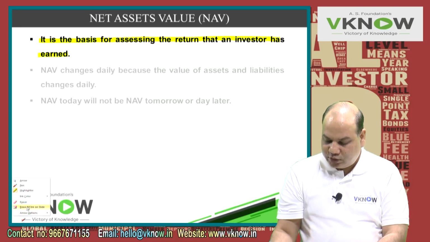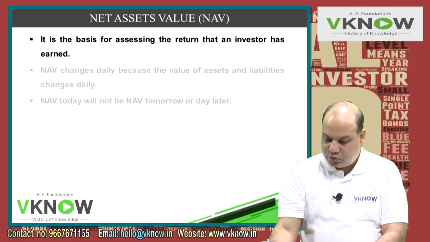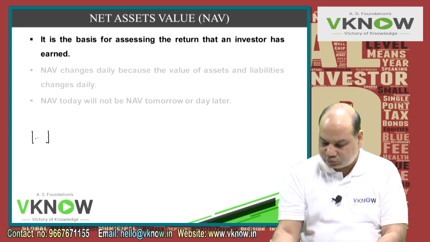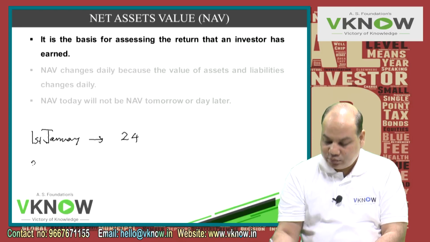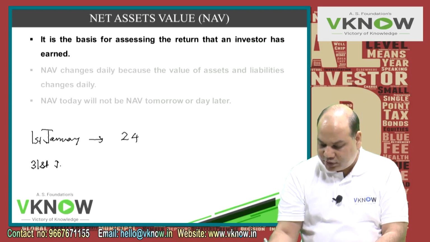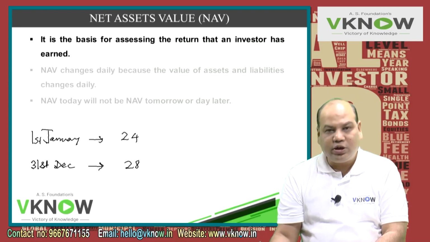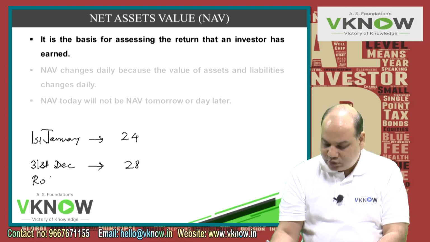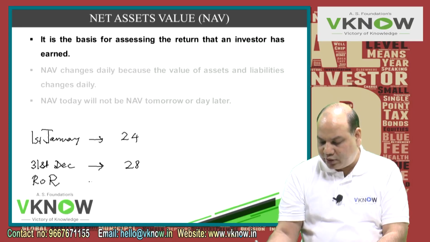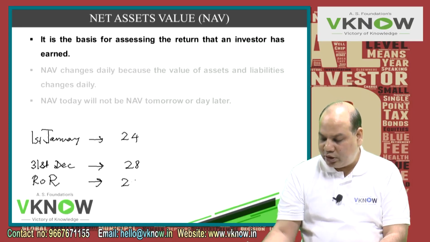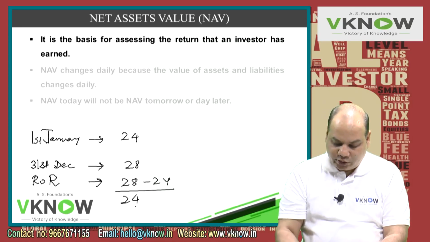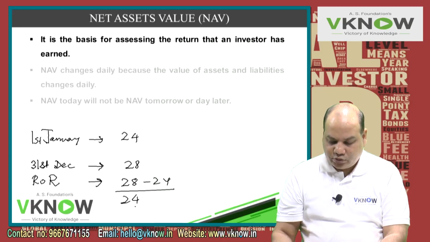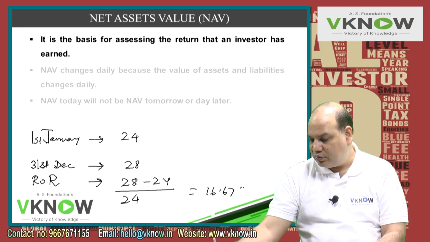So understand once again, suppose on 1st January you bought units, NAV was 24, and suppose on 31st December the NAV was 28. No other details are available. So what is the rate of return? The rate of return will be 28 minus 24 divided by 24. So 4 divided by 24 into 100. So that comes to around 16.67%.